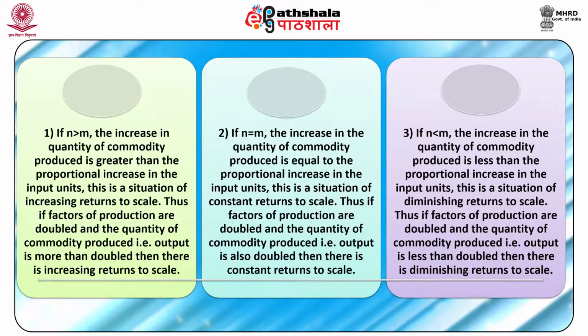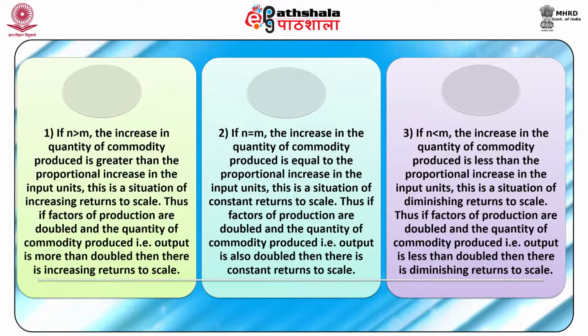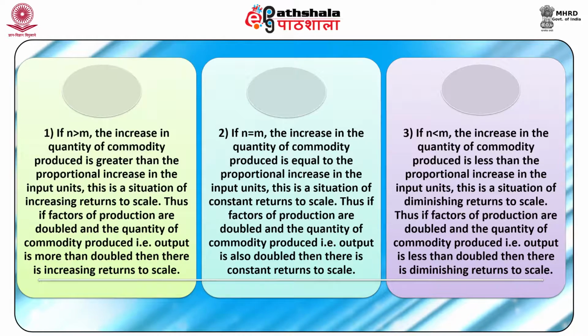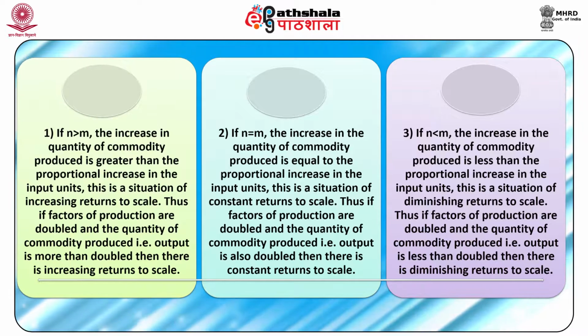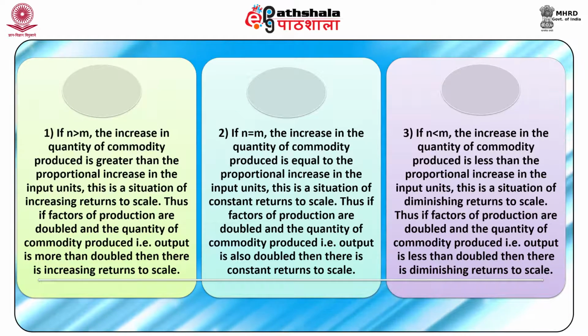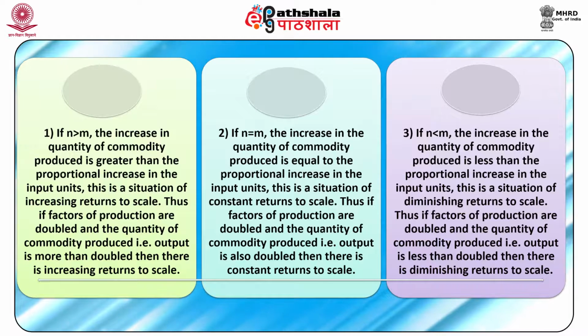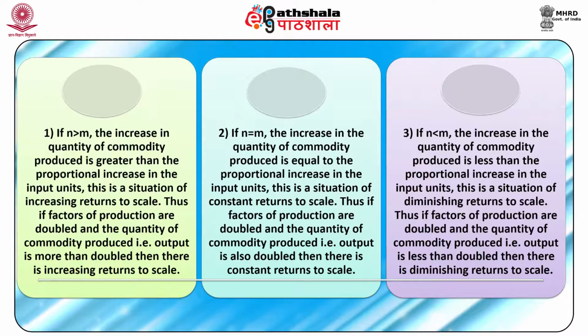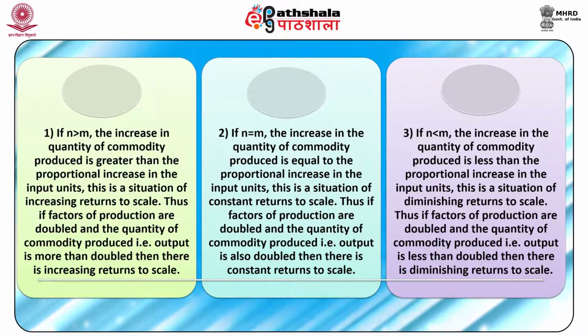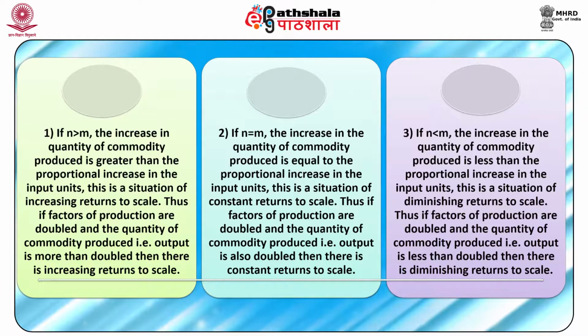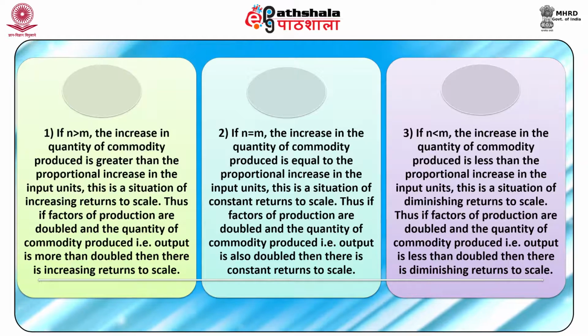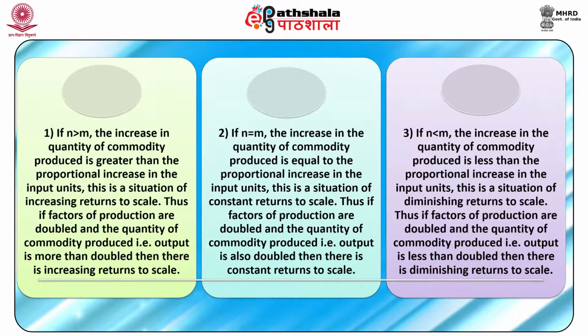Thus, if factors of production are doubled and the quantity of commodity produced, that is output, is more than doubled, then there is increasing returns to scale. Second, if N is equal to M, the increase in the quantity of commodity produced is equal to the proportional increase in the input units. This is a situation of constant returns to scale. Thus, if factors of production are doubled and the output is also doubled, then there is constant returns to scale.